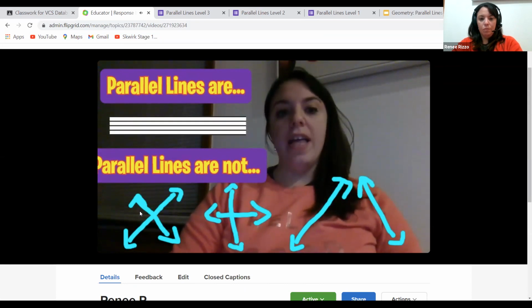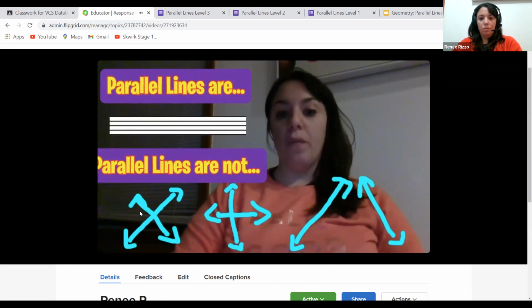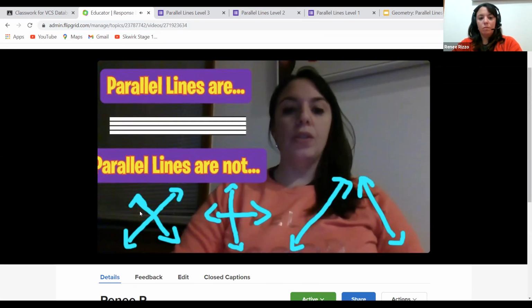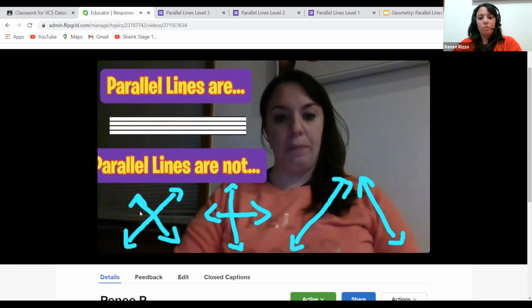Parallel lines are. This is a sticker that I input of parallel lines. Then I put parallel lines are not. And I could go into an explanation of why these are not parallel lines. These lines are already intersecting, so they're definitely not parallel lines because parallel lines remain the same distance apart at all points and never meet.